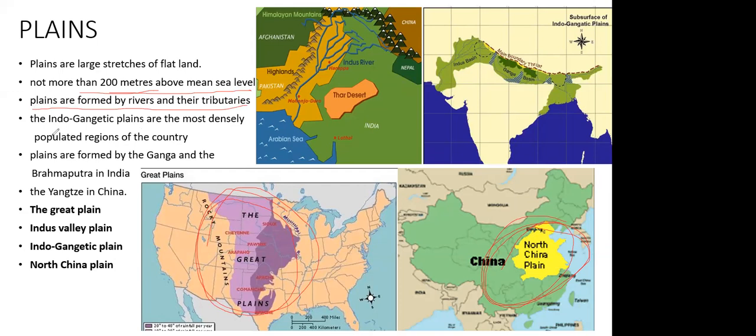And then the Indo-Gangetic plain, I have talked about it also. Plains are formed by the Ganga and Brahmaputra in India. This area, the Ganga and Brahmaputra rivers, they have formed this Indo-Gangetic plain. All right. So let's move to the next portion of this session.